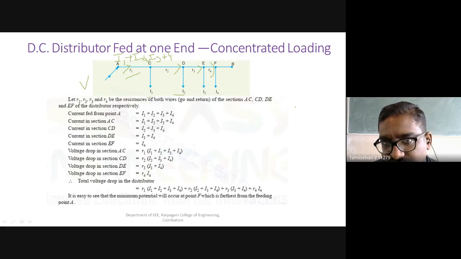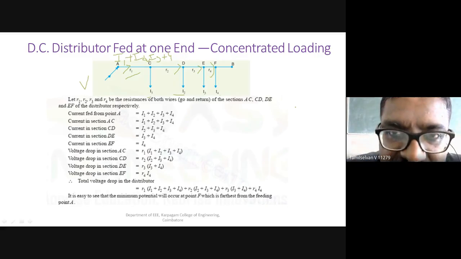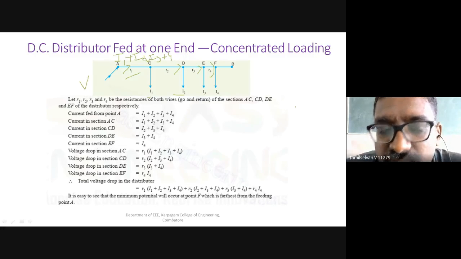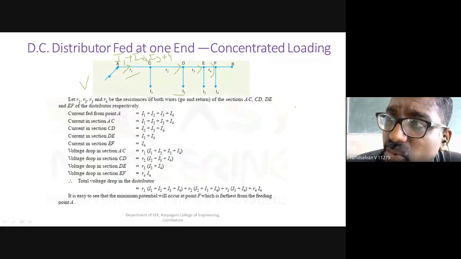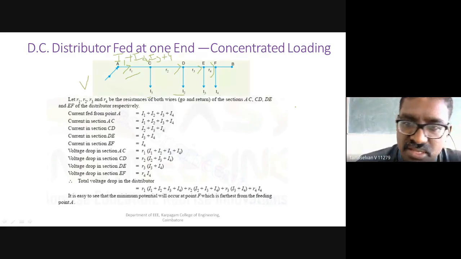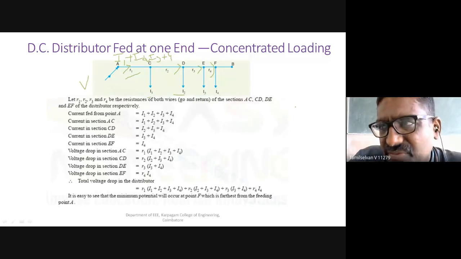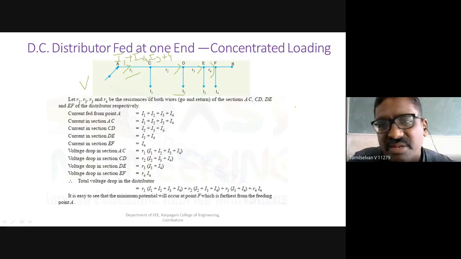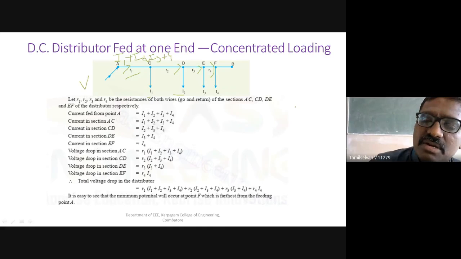So for solving the numerical problems, if you know Kirchhoff's current law and Ohm's law, then you can solve problems on the DC distributor, whether it is fed at one end or at both ends. The fundamental laws are what we apply; there is no derivation. If you apply the laws and calculate the voltage and current, we can say which is the minimum potential point and which is the maximum potential point, and where the load is heavy. So we can analyze very easily.